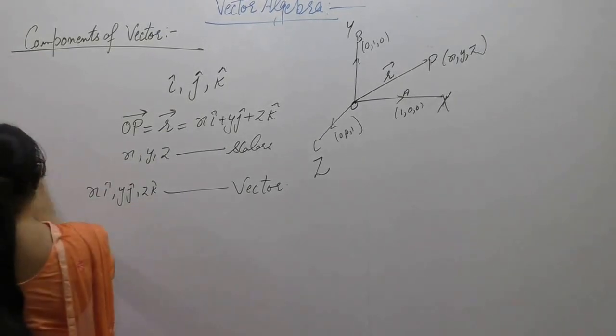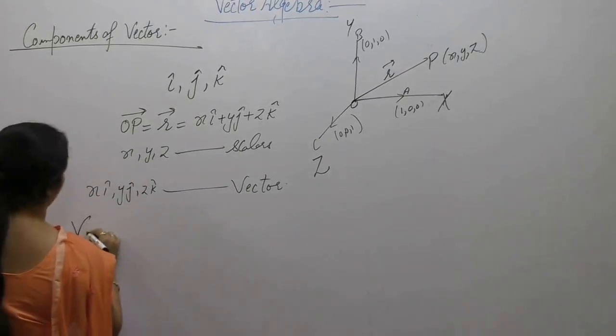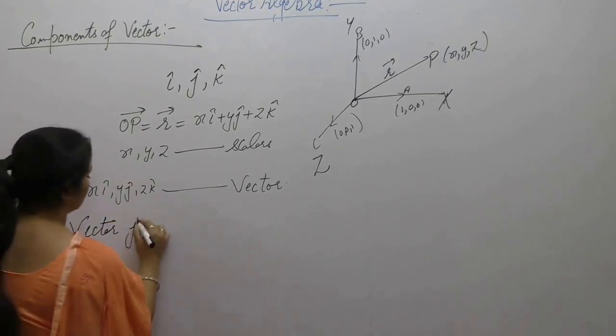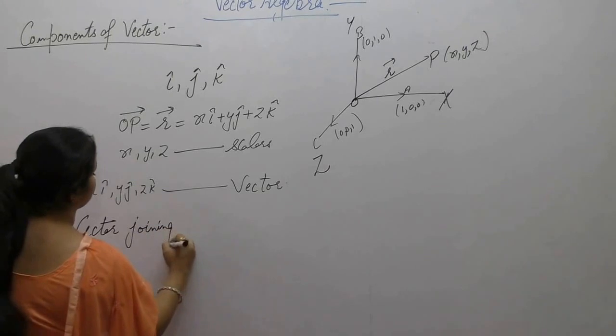Now next one is vector joining two points.